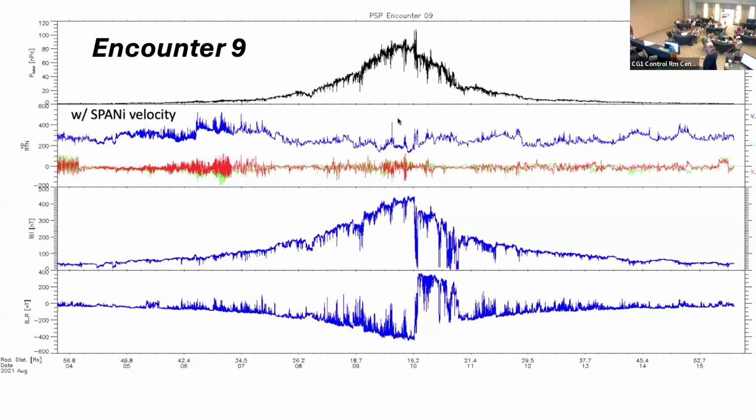In encounter 9, you can still see the switchbacks. We call these things switchbacks when the radial magnetic field reverses. So you see them here. This is the crossing of the heliospheric current sheet. And I like to point out that if you look at the switchbacks carefully, you can see that they're not uniform. They come in little patches, little groups, right? And here they line up really close to the heliospheric current sheet.